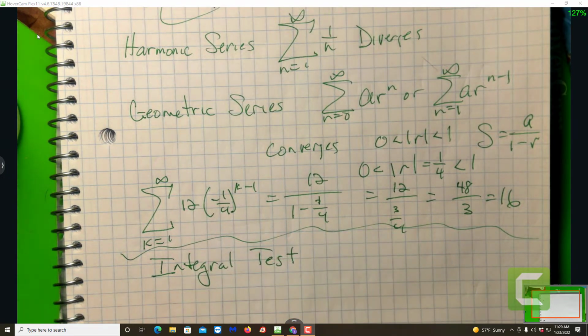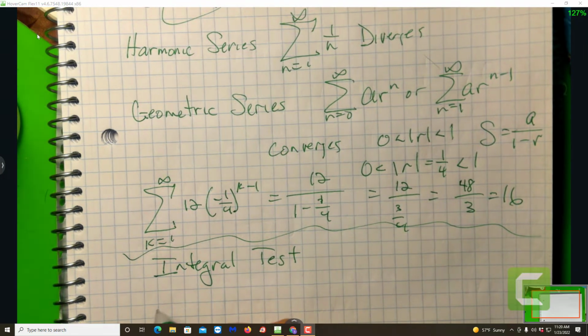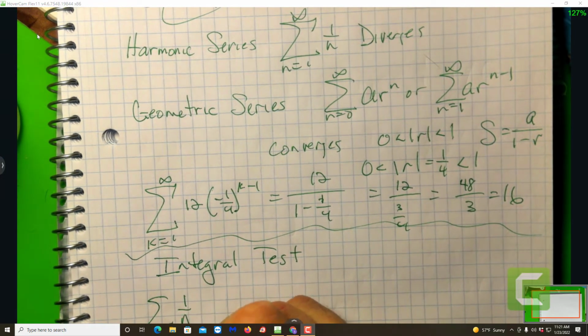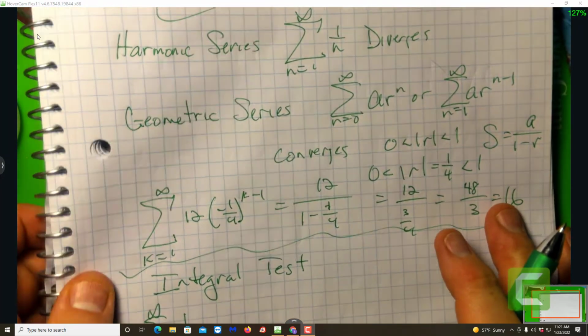Now they say, suppose you have a function f that's continuous, positive, and decreasing from 1 to infinity, and it matches up with the sequence: a sub n is f of n. Then the series converges if the improper integral converges. The series diverges if the improper integral diverges. So let's look at the harmonic series. In fact, I could start that at 2 if I really wanted to.